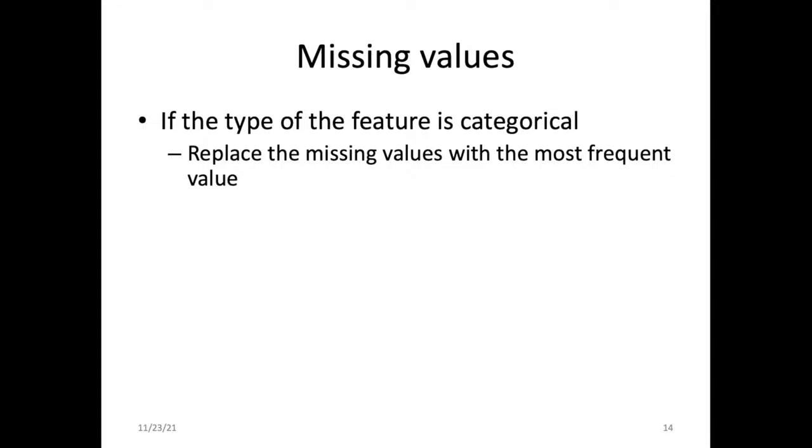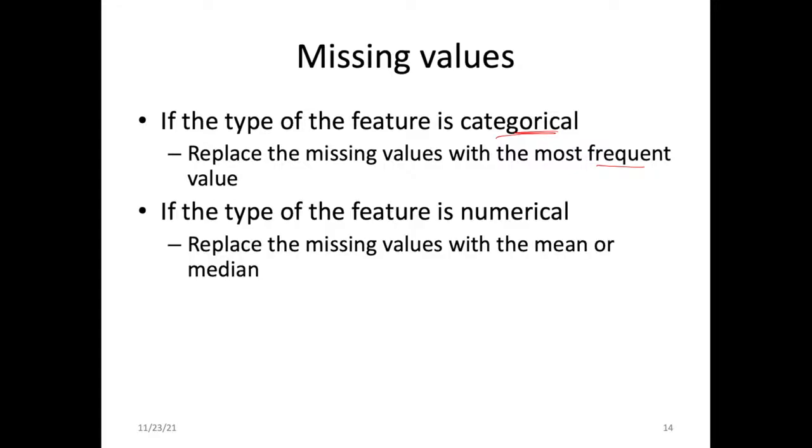Or, if your feature is a categorical feature, then perhaps you could replace the missing value with the most frequent value. That's one simple way to do it. Or if your feature is a numerical feature, then perhaps you could replace the missing value with the mean or median of that feature.